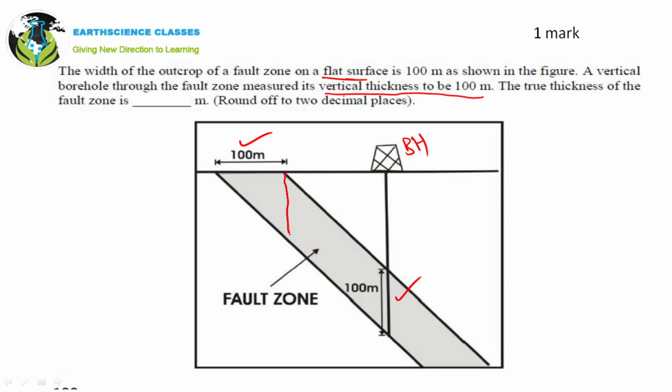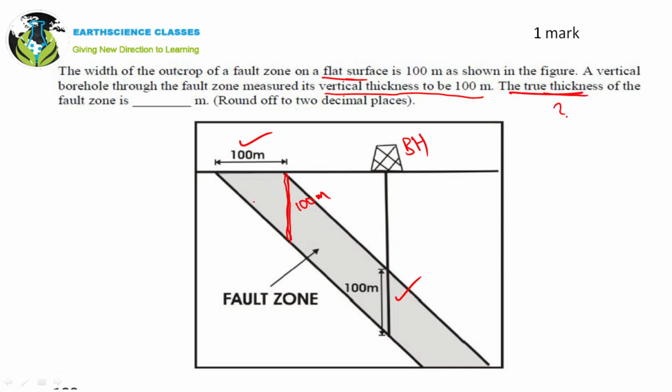So it is given horizontal thickness is 100 meter and vertical thickness is 100 meter, right? And it is asking for the true thickness of the fault zone.